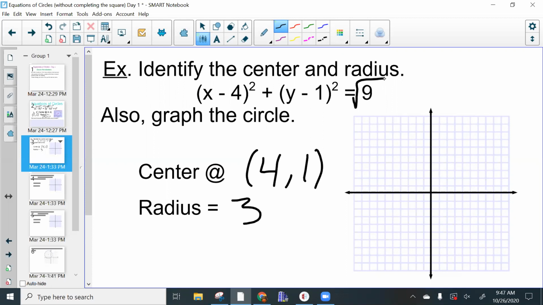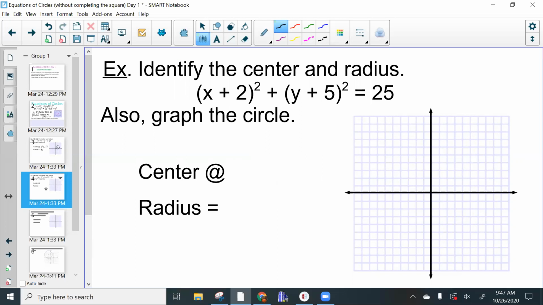So let's go ahead and graph that. Our center is at 4, 1, so over 4, up 1. That's our center. And we know our radius is 3. So it's going to go over 3. Grab a point right there. I'm going to go for a few points just so it's easier to draw. So I'm going to go up 3, and then down 3 from this center point, and then same over here. Now I can go ahead and draw my circle. All right, so there we are.